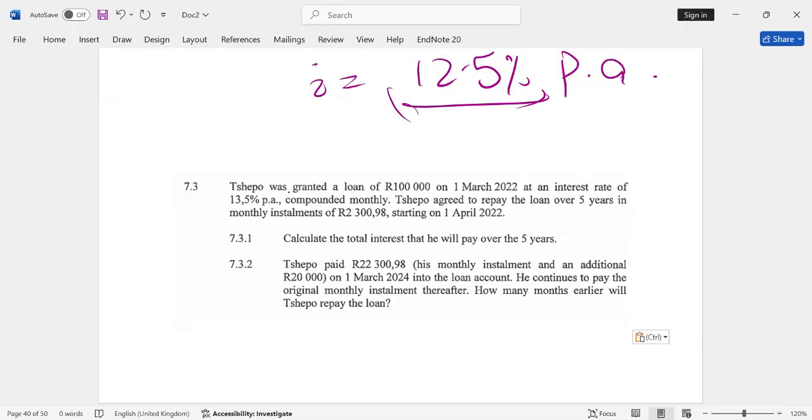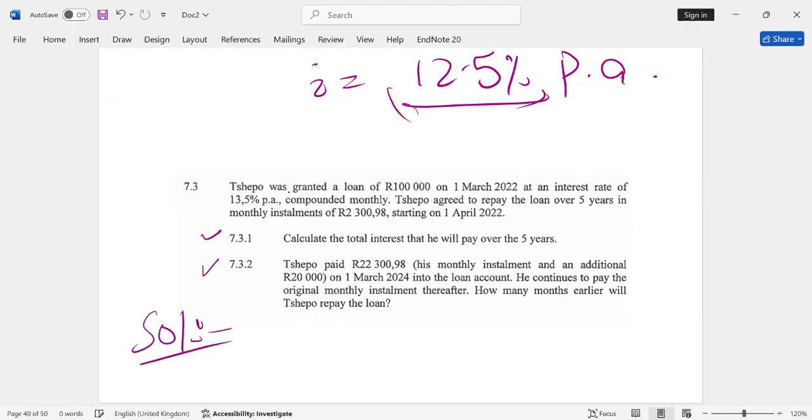So we have the two subparts of 7.3. The first is 7.3.1. Calculate the total interest that he will pay over the 5 years. And 7.3.2: Tishipu paid R2300.98 as his monthly installment, and made an additional payment of R20,000 on 1st March 2024 into the loan account. He continues to pay the original monthly installment thereafter. How many months earlier will Tishipu repay the loan? Okay, so let's solve the first question.